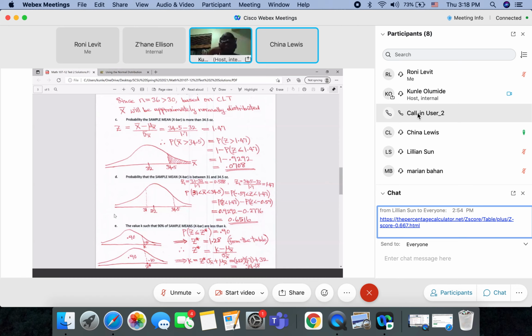Could you say that one more time? All right. So you see how your second line, 1 minus probability of Z less than or equal to 1.47. I didn't put it as equal to. I just put less than. But I still got the same answer as you. Either less than or less than or equal to, because it's a continuous distribution, it's the same thing. Okay. Just making sure.